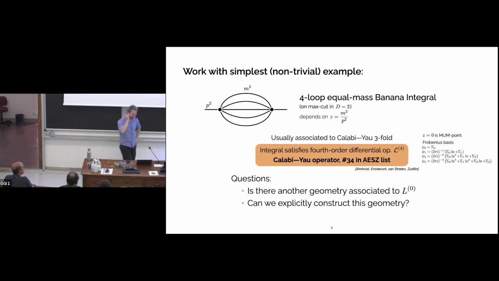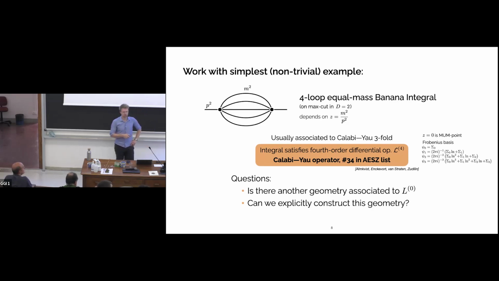So the example we wanted to work with was the first non-trivial example where Calabi-Yaus appear: the four-loop banana integral with all equal internal masses. For simplicity, we look at a skeletonized version to some extent. We're looking at the max cut because we want to get rid of any subsectors, although the subsectors here are trivial. And we want to look at this in d equals 2 exactly. This only depends on a single parameter, z, which we call m squared over p squared.